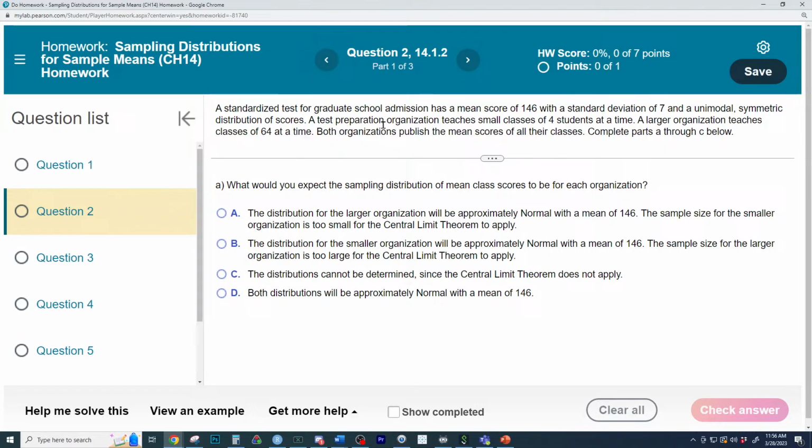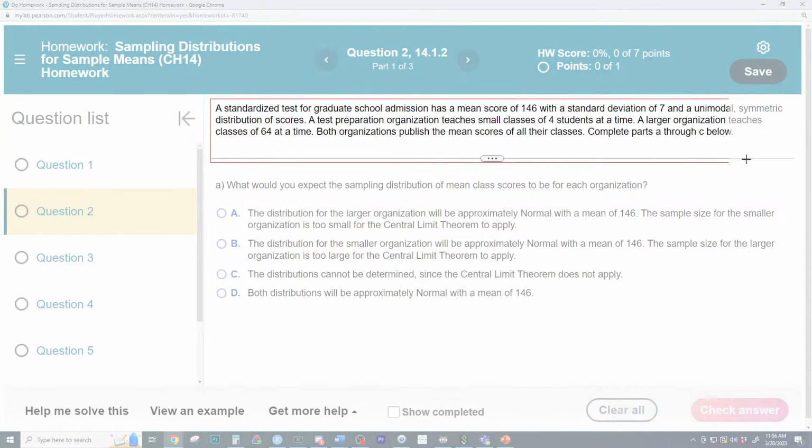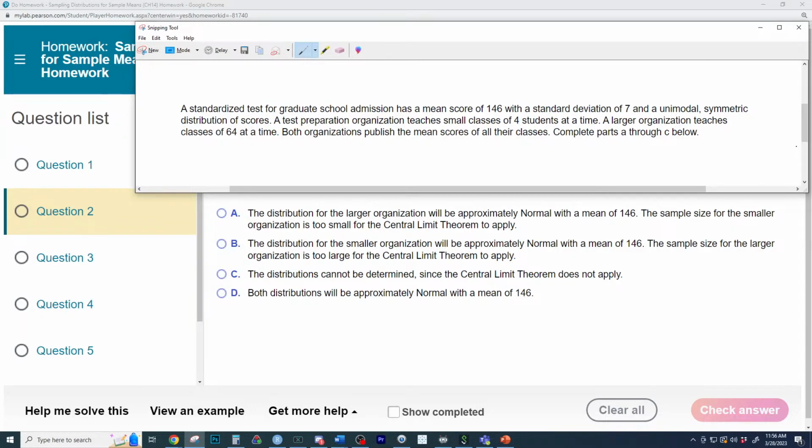I was like, wow. A test prep organization teaches small classes of 4 students, and then their larger one teaches 64. Both organizations publish the mean scores. So what's going to be different about these classes, Sloan, right here? So you have a small class of 4 students, and then you have a larger class of 64. So what's going to be different about these classes?